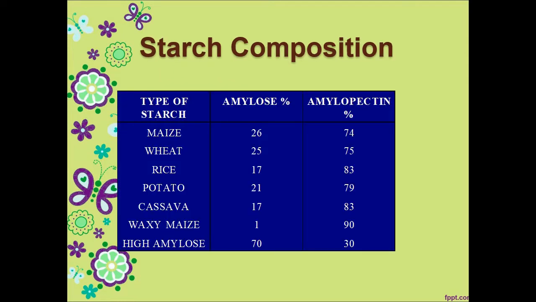This table shows the starch composition of different types of starch in terms of the percentage of amylose and amylopectin. For rice, the amylose is only about 17% and the amylopectin is 83%. And for high amylose starch, the highest percentage of amylose is about 70%, and the remaining is amylopectin.